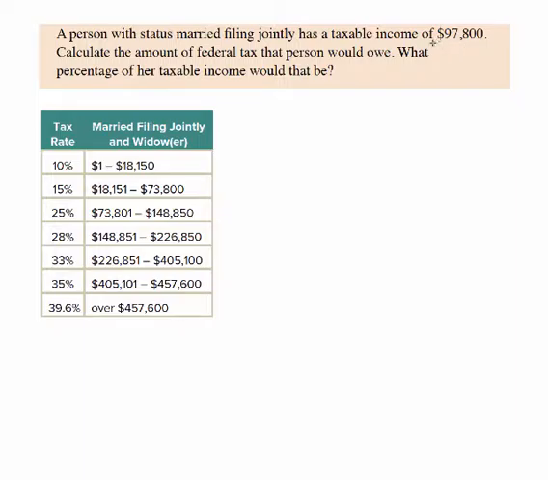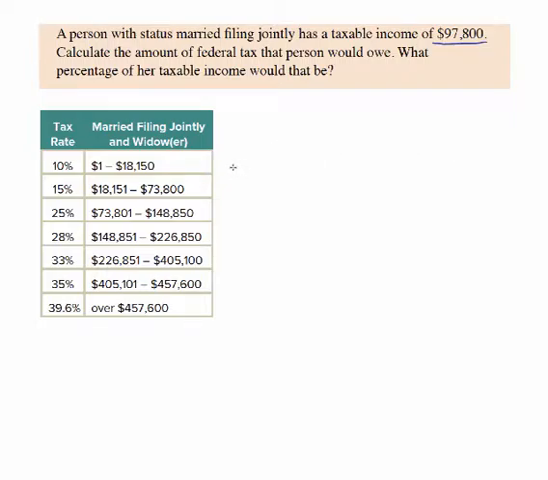The taxable income for this person is $97,800, and here we have the relevant portion of the tax bracket. And as we saw in an earlier question, that puts them in the 25% bracket, but that doesn't mean that they pay 25% of their total income. Instead, what they do is they pay 10% of the first $18,150. They pay 15% of the next batch between $18,151 and $73,800. And then finally, they pay 25% of the portion over $73,801.